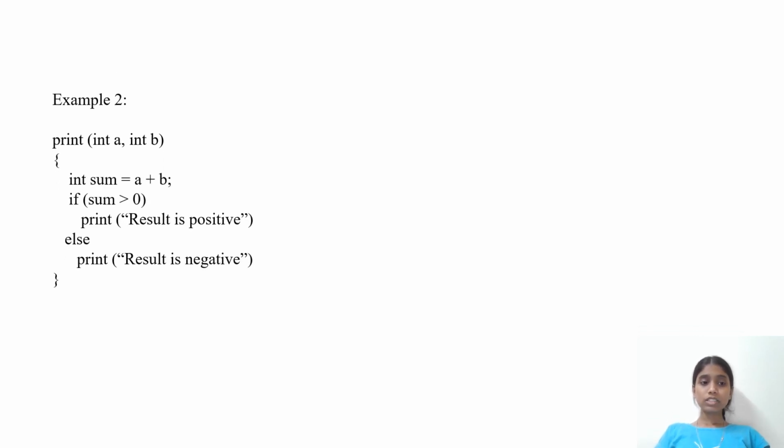Example 2. This is a function where we are printing A and B, the sum of A and B. If sum is greater than 0, result is positive, else result is negative. So the total statements are 1, 2, 3, 4, 5, 6, 7, 8.